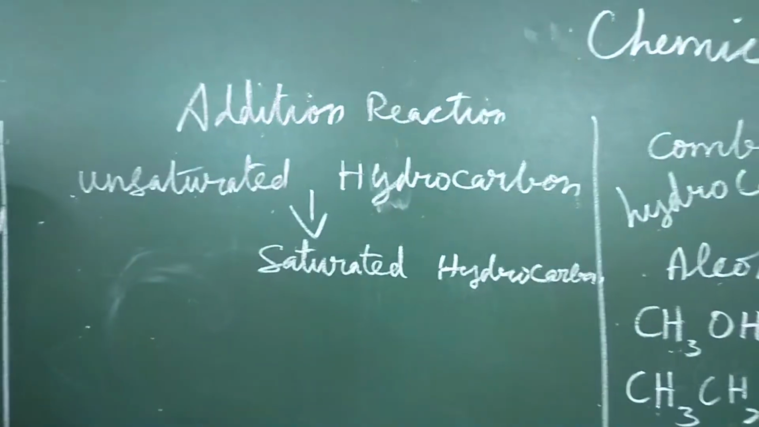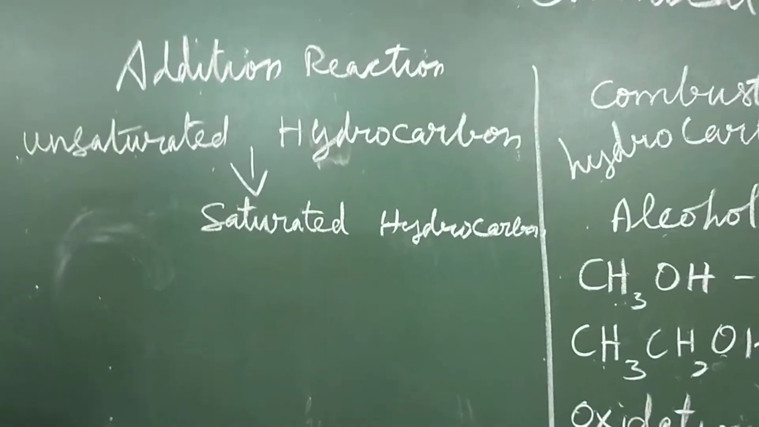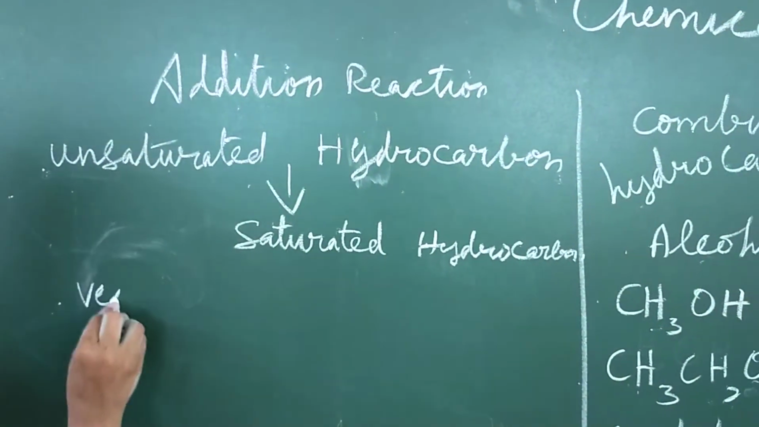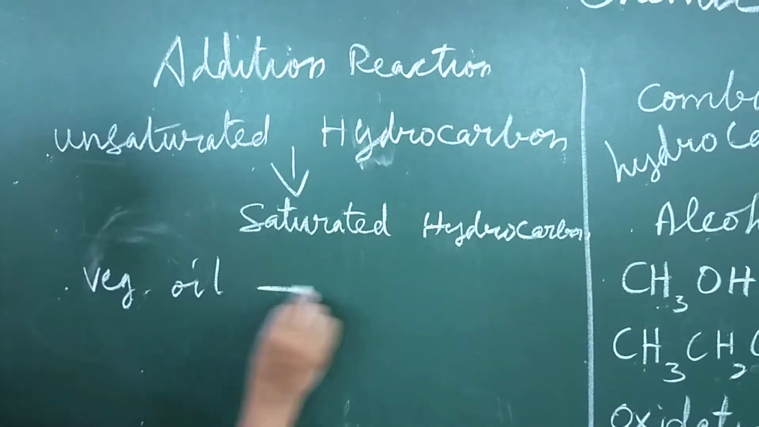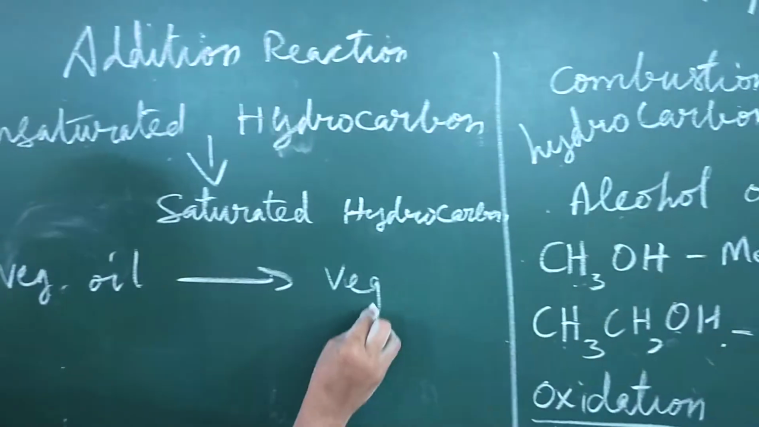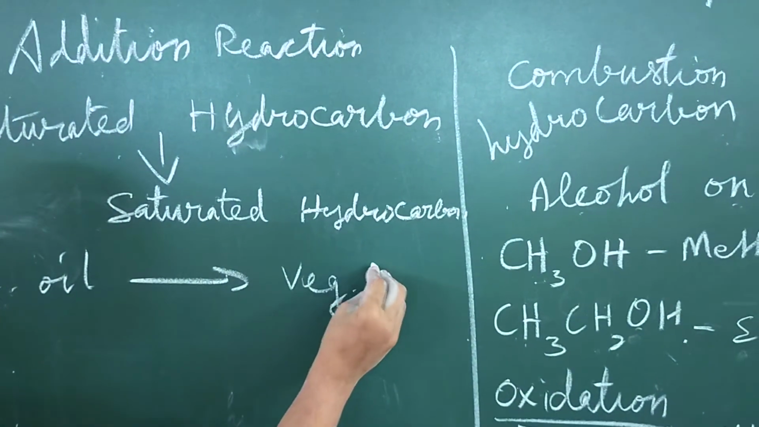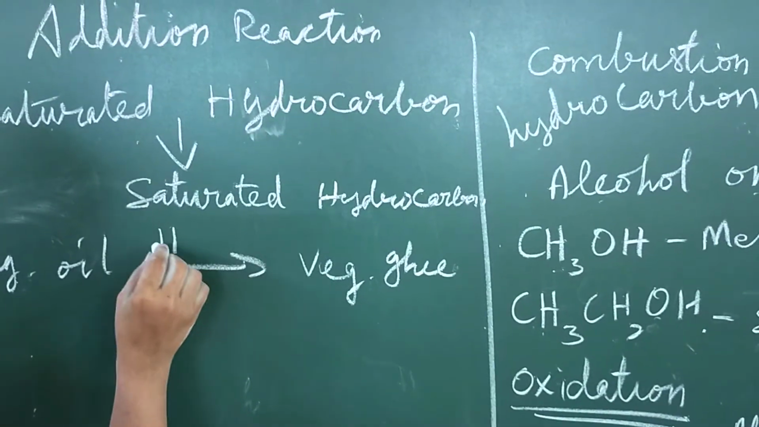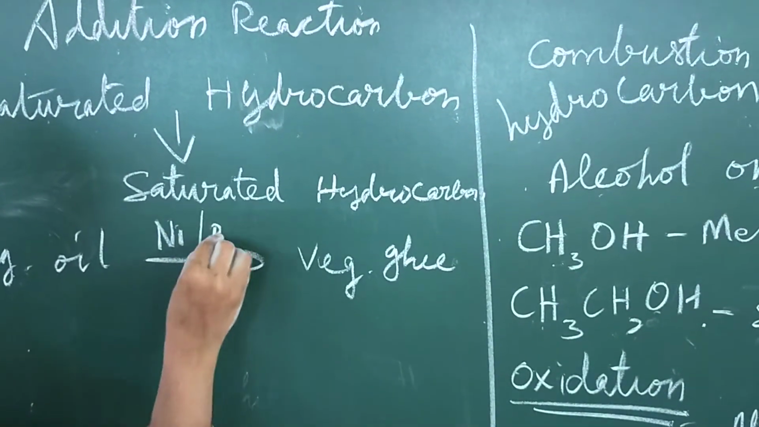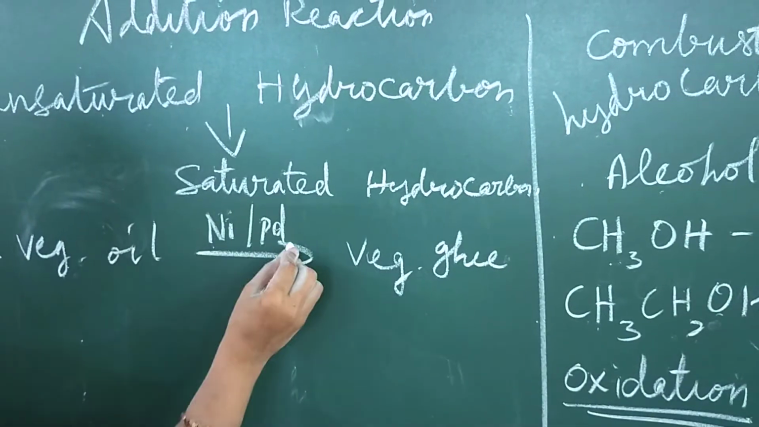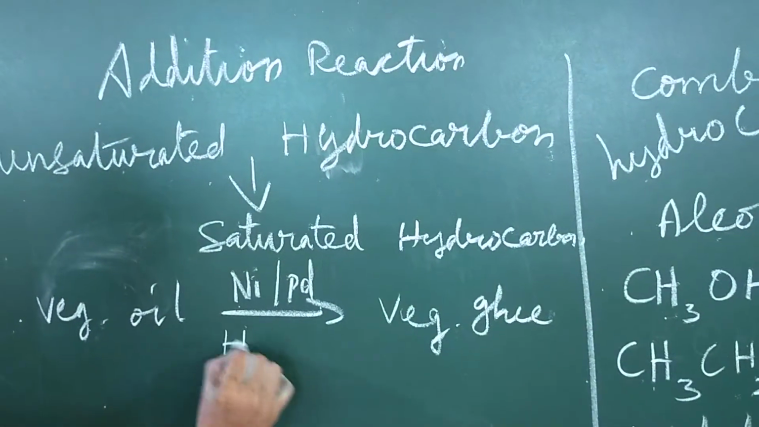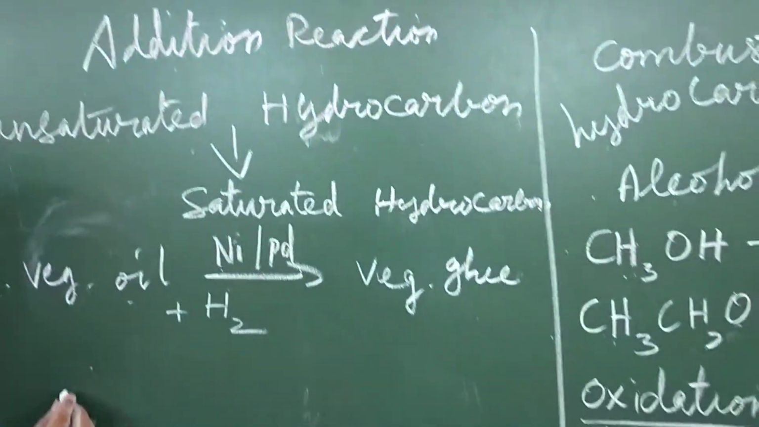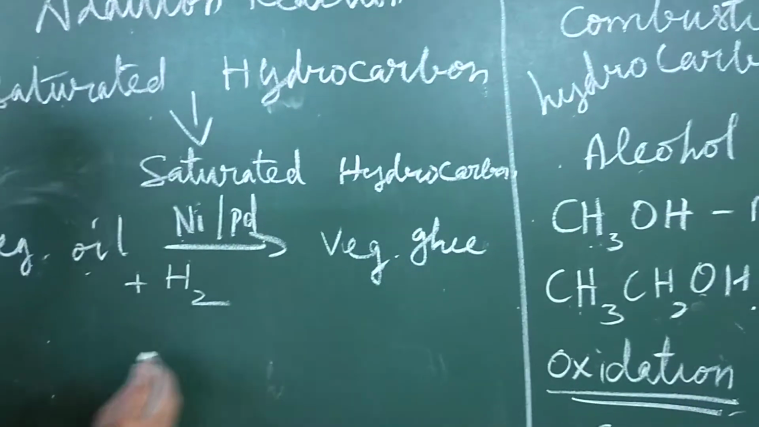Take the example given in your textbook: vegetable oil to vegetable ghee. Vegetable oil is converted into vegetable ghee, which is nothing but vanaspati or dalda, in the presence of hydrogen and a nickel and palladium catalyst. We are adding hydrogen. Let us take another example. You can learn the first one by seeing your textbook.